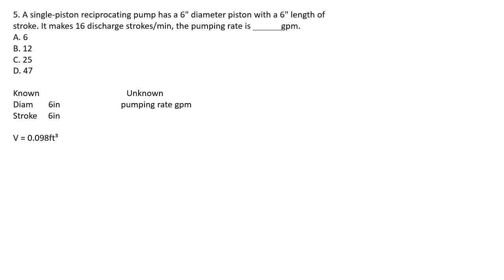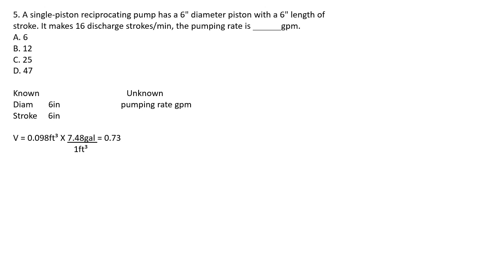Now we need gallons. There are 7.48 gallons per cubic foot. And you want cubic feet to cancel out, so it goes on the bottom. 0.098 cubic feet times 7.48 gallons over a cubic foot. The cubic feet cancel out, and you get 0.73 gallons per stroke.